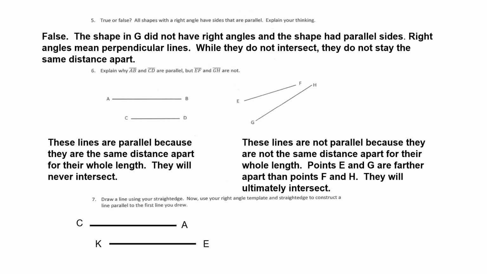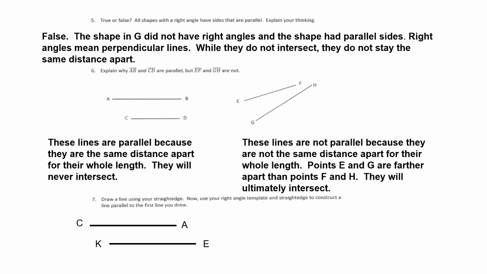Even in G, if you go back, because I can't go back in my mind, explain why A, B, and C, D are parallel, but E, F, and G, H are not. These lines are parallel because they are the same distance apart for their whole length. They will never intersect. These lines are not parallel because they are not the same distance apart for their whole length. E and G are farther apart than F and H, and they will ultimately intersect.